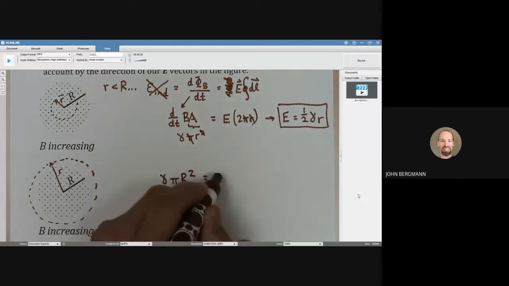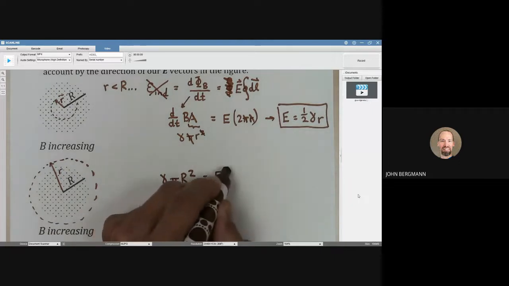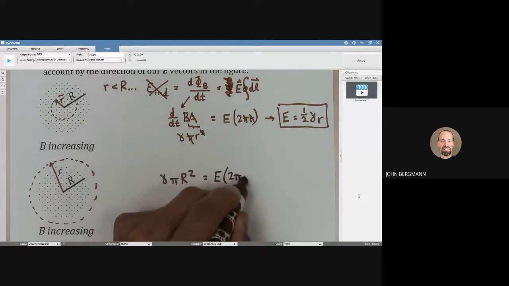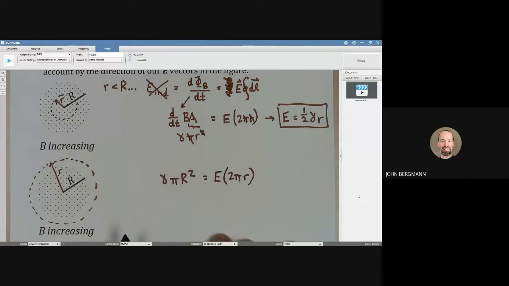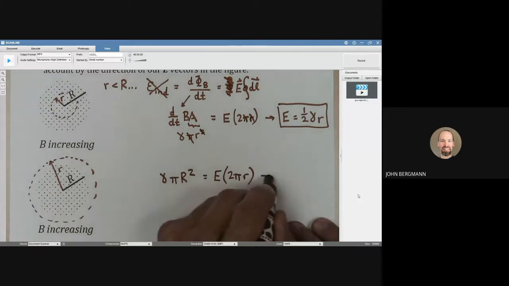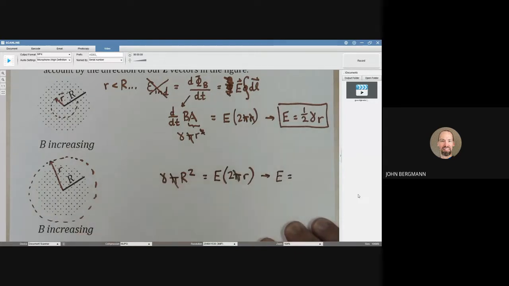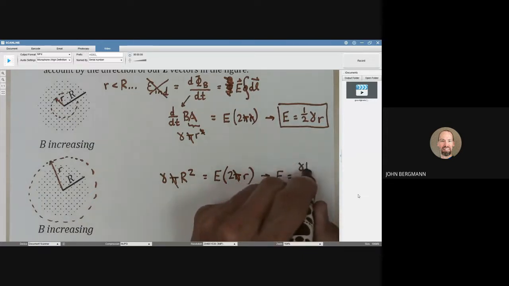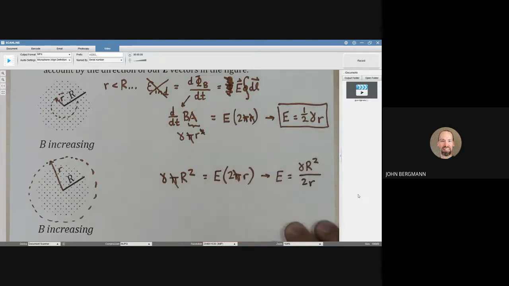But the electric field that we're talking about is the one that is little r away, like that, which means that for this case, the electric field is going to be what? Pi cancels, but I think that's just about it. The 2 has to go in the denominator, and the little r has to go in the denominator, so I think we're going to get gamma big R squared over 2 little r.